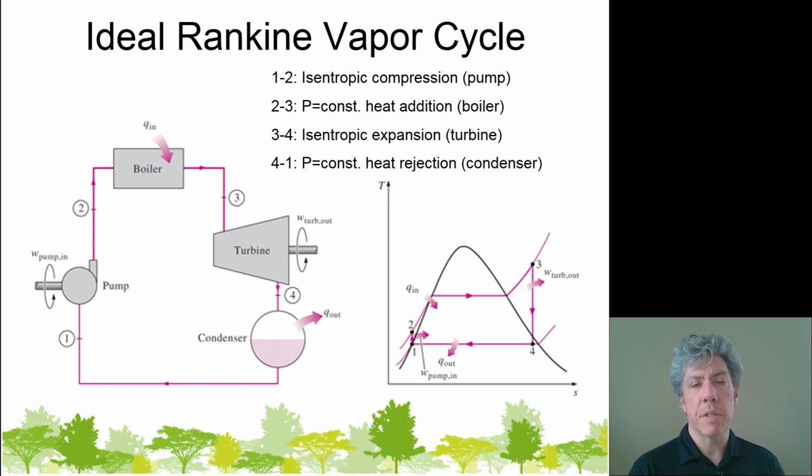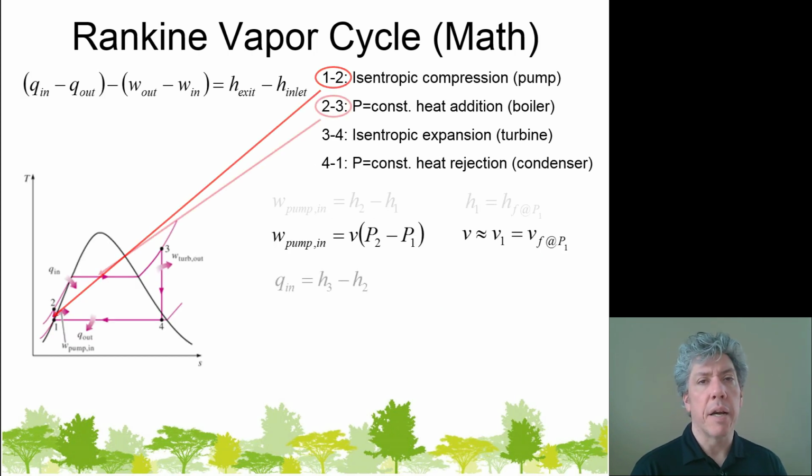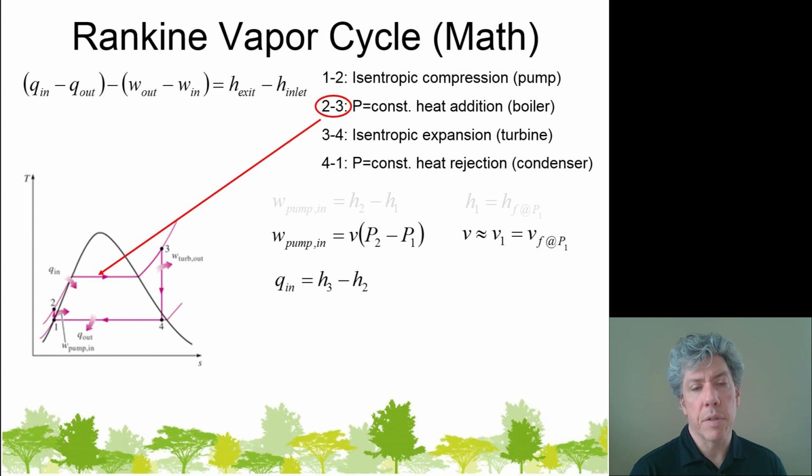From 2 to 3, this is in the boiler, and to analyze what's going on here, one of the equations we'll want is an energy balance to calculate the amount of heat flow in. So this is a specific energy balance. It's the amount of heat that has to be added per unit mass that flows through the boiler in order to increase the enthalpy from state 2 to state 3.